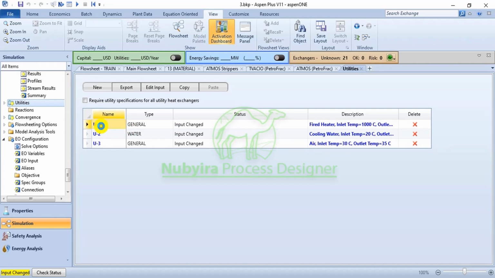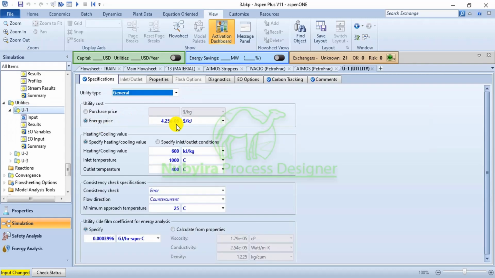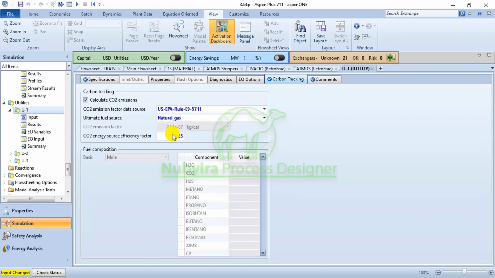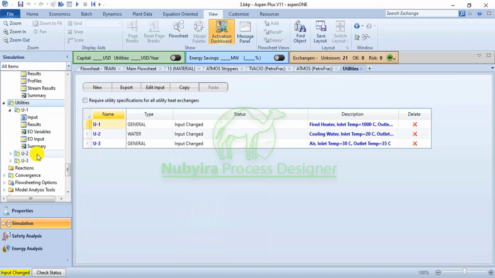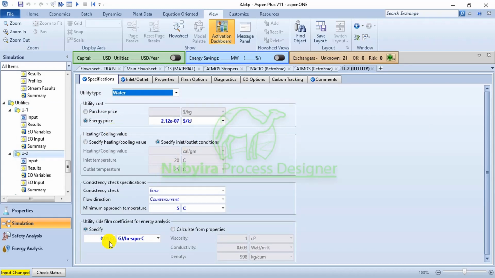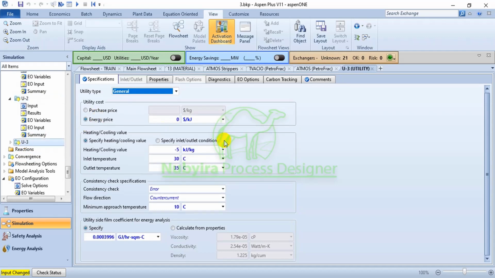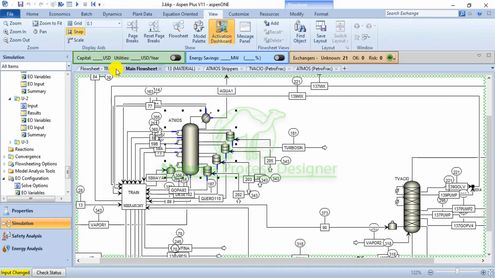You can say much about the definition of each utility. We have the energy price, it's just the default value, and the carbon tracking. Then for the water, there is no carbon tracking, it's just the energy price, to calculate the cost of the utility with respect to the flow of the utility. Okay, go back.